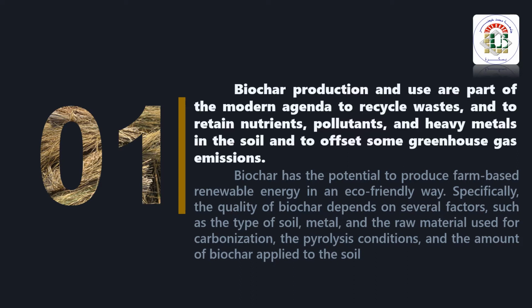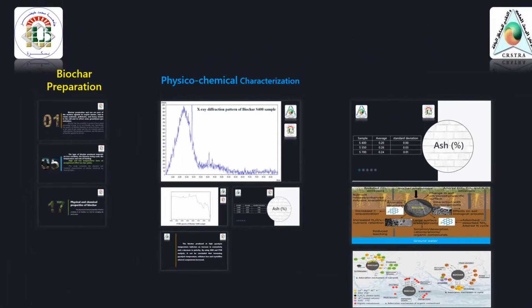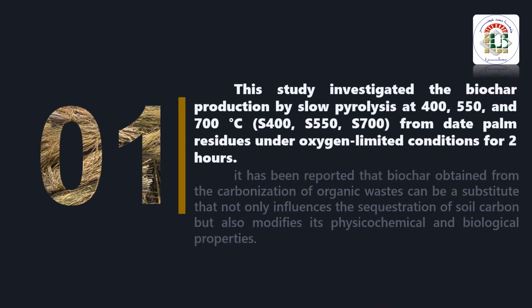Specifically, the quality of biochar depends on several factors, such as the type of soil, metal, and the raw materials used for the carbonization, the pyrolysis conditions, and the amount of biochar applied to the soil. This study investigated biochar production by slow pyrolysis at 400, 500, and 700 degrees Celsius from date palm residues under oxygen-limited conditions for 2 hours.